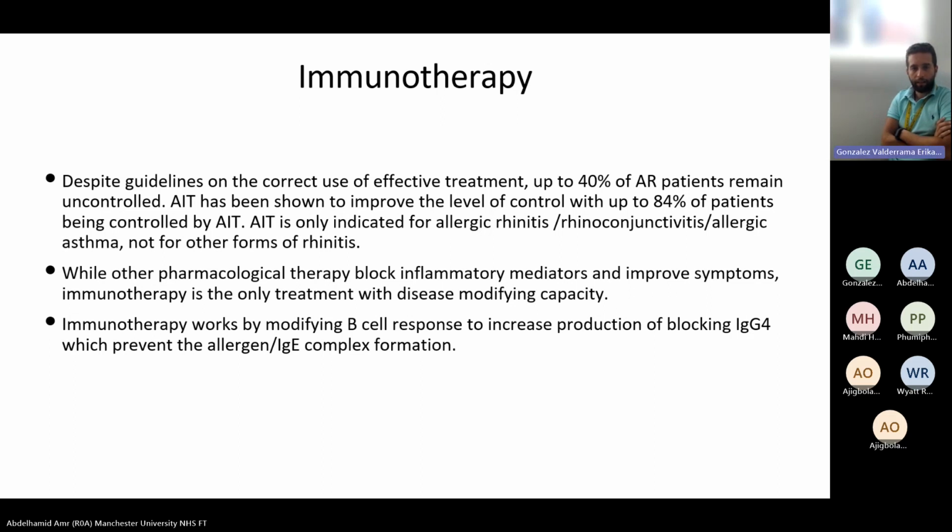And how it works is, as I was saying, if we look at the guidelines, even with treatment, up to 40% will remain uncontrolled. But those who've had immunotherapy can reach up to 84% control, even in severe cases. The way immunotherapy works is that it promotes and modifies the B cell response, producing IgG4, which is a blocking antibody. It binds to the allergen instead of the IgE to prevent the complex formation that drives the inflammatory mediators of allergy.